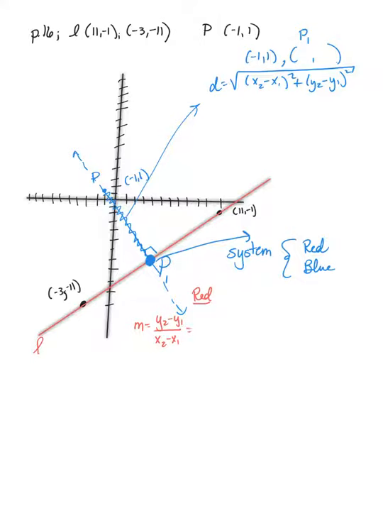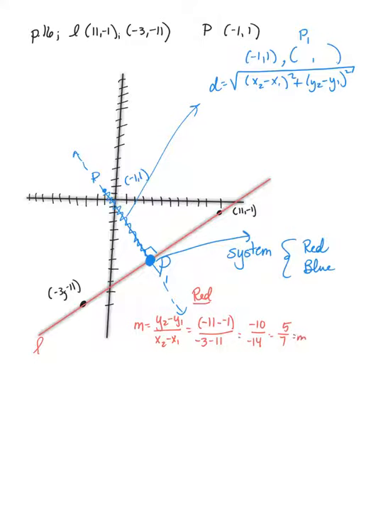So I've just got to pick which one I want my y sub 2 to be. It doesn't matter. I'm going to pick negative 11. Negative 11 minus negative 1 over negative 3 minus 11. For my slope, that's going to give me negative 10 over negative 14, which is really a positive 5/7. Okay, so there's my slope.